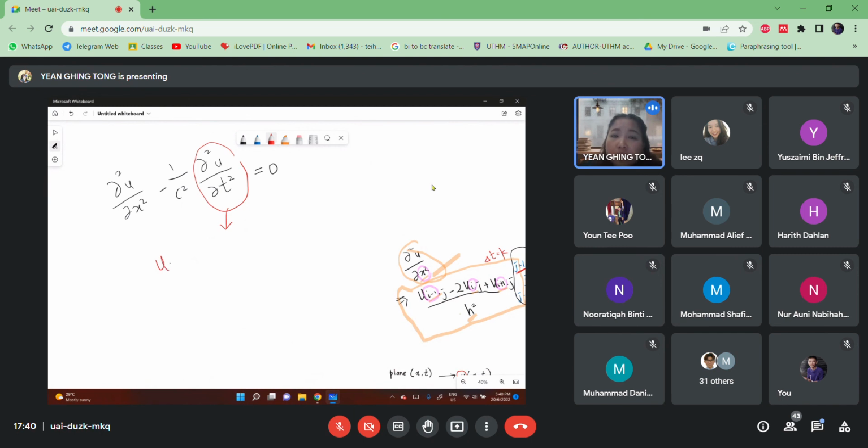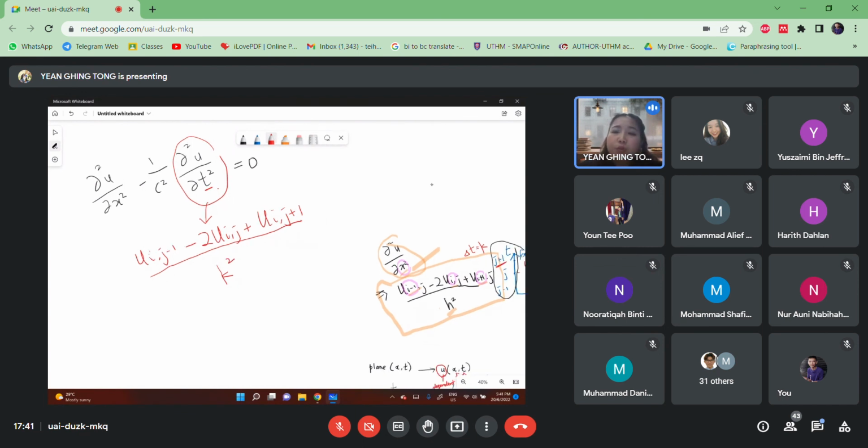U, because this one is with respect to T. That means U_I stays, we don't change it. That means J minus 1, minus 2 U_I J, plus U_I J plus 1. Can you understand? And because this one is T, I cannot use H squared. I will use K squared. Understand or not? So what is the difference between this one?